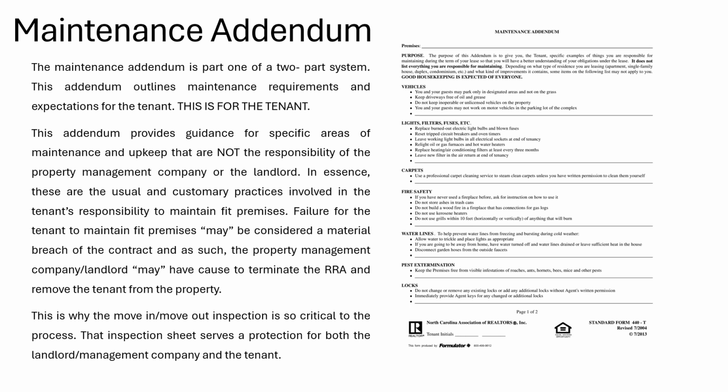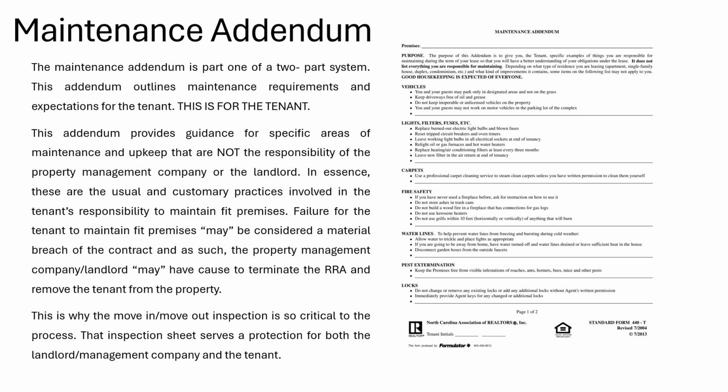Next, we're going to embark upon a 2-prong process. We're going to start off with the maintenance addendum. This one right here is for the tenant, okay? It basically takes you by the hand. It treats you like you're 2. And it tells you, hey, you are responsible for everything up here.